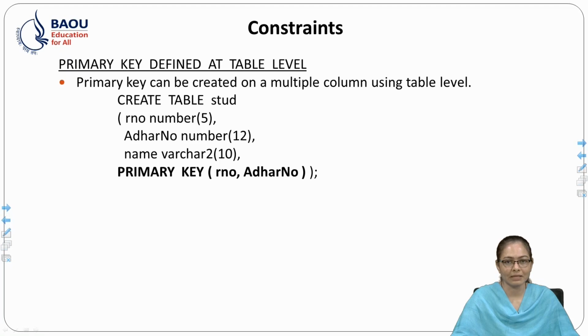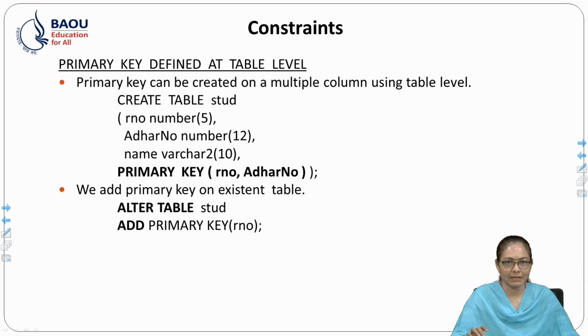Now, we add the primary key on an existing table, meaning the table is already created. After that, we make the primary key in the table. To create the primary key in an existing table, the alter add command is used. For example, alter table student, add primary key in the bracket roll number. So, in the student table, roll number becomes a primary key. Here the student table is already created and then we add the primary key to the roll number column.